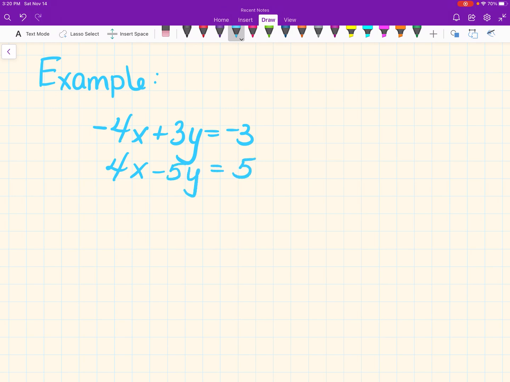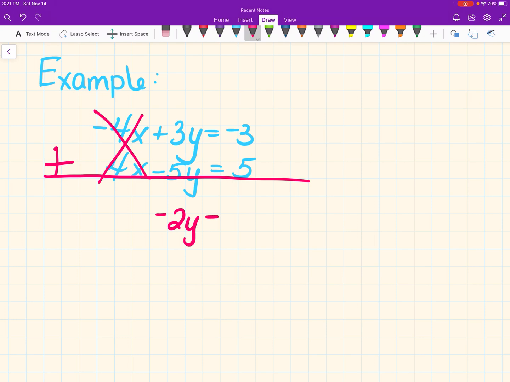Does one of the variables, x or y, have coefficients that are the same but opposite signs, which means they're opposites? We do. If we were just to add these together, the x's would eliminate. So negative 4 and positive 4 eliminate. Then we go 3 minus 5 is negative 2y, and negative 3 plus 5 is 2. Divide both sides by negative 2, my mistake, so it should be y equals negative 1.